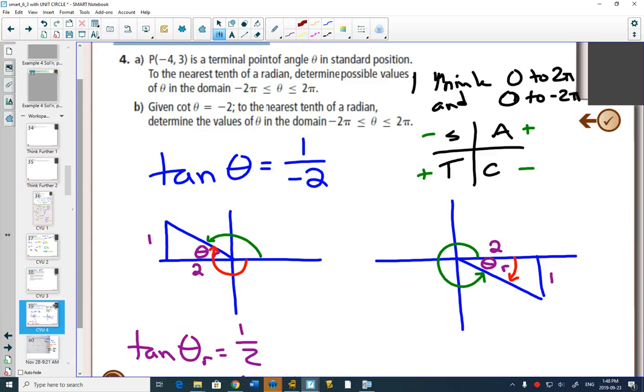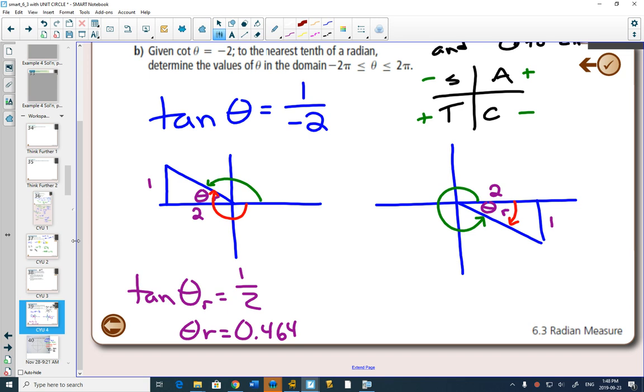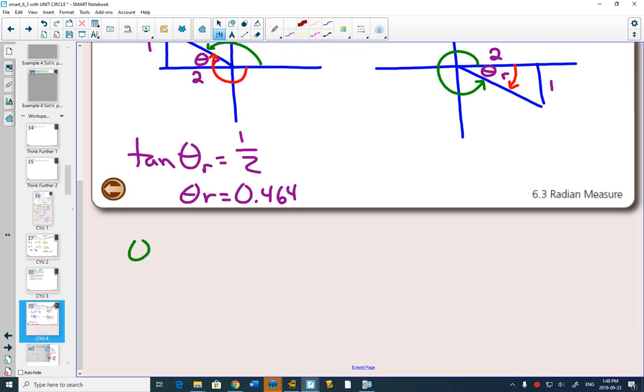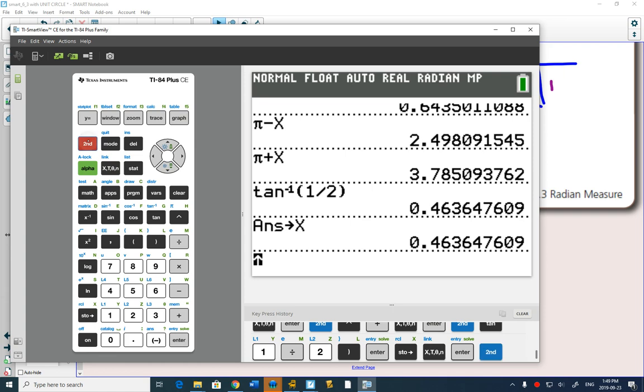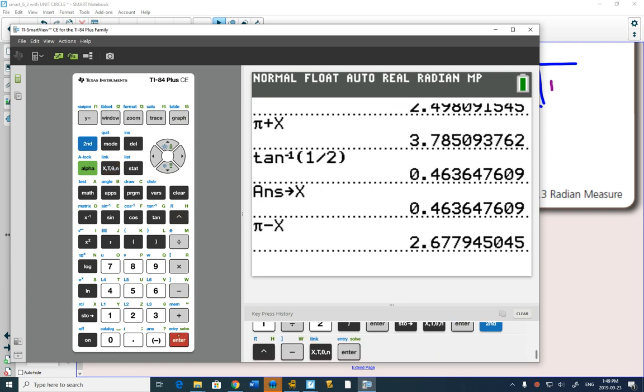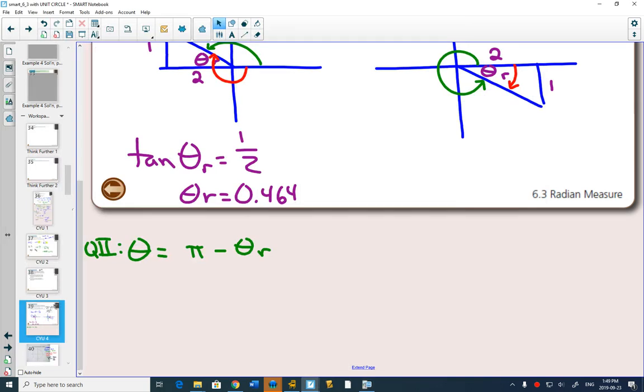Again, the ideas for these are identical to how we did them with degrees. In degrees, if I wanted to find that first answer in quadrant 2, what's theta going to equal? In degrees, I would do 180 minus my reference angle. In radians, I would do pi minus my reference angle. So again, I'm going to go to my calculator. I'm going to use that reference angle a lot, so I'm going to store it as x so that it remembers it. And here I can do pi minus my reference angle, 2.68. Did it say to the nearest tenth? Yes, it does. 2.7.